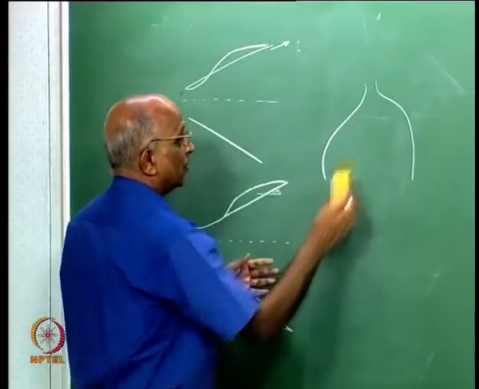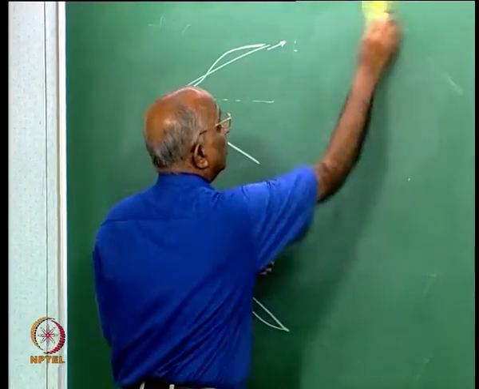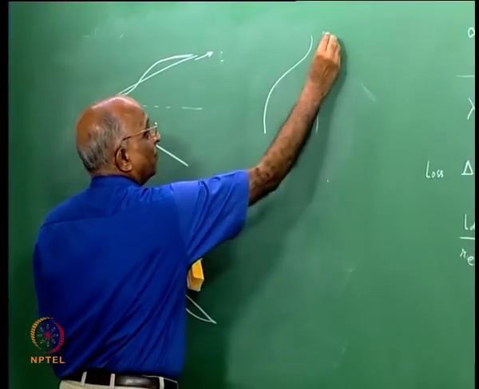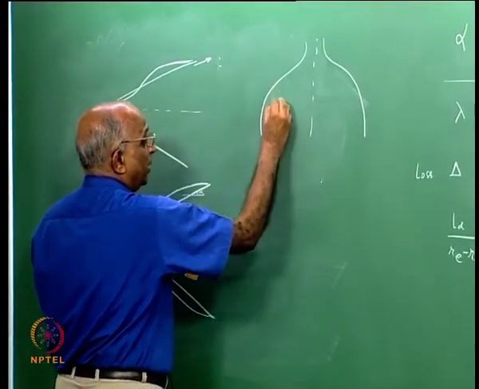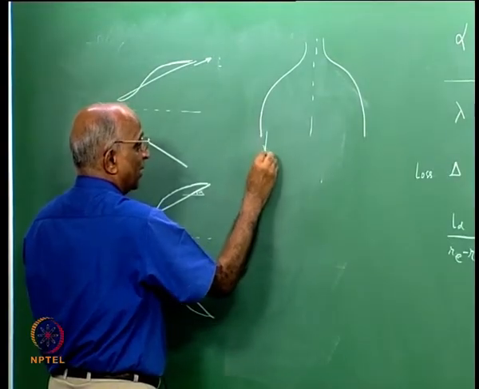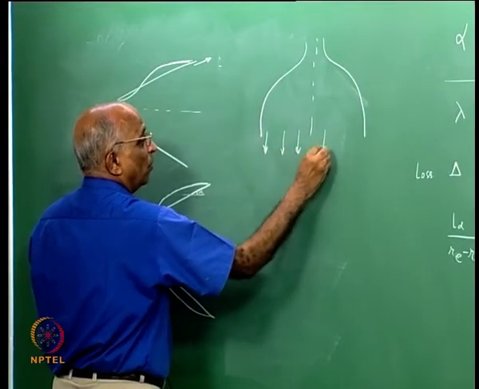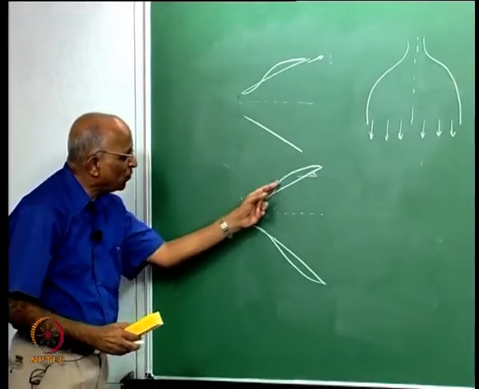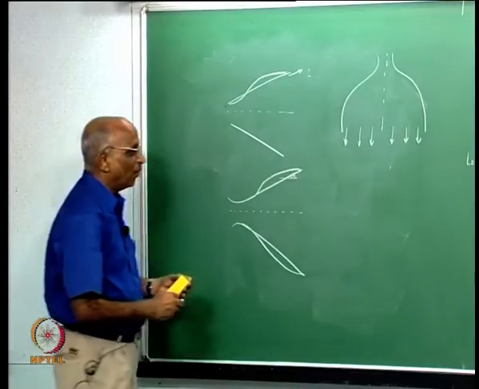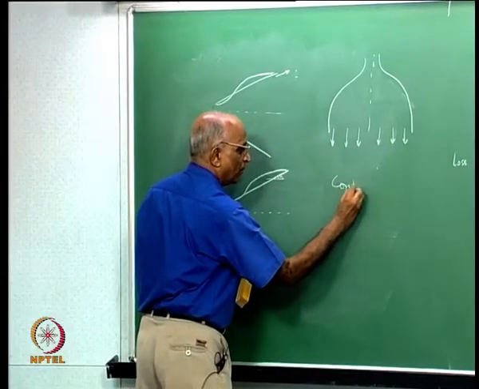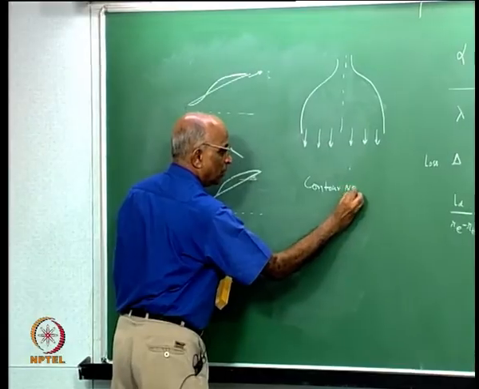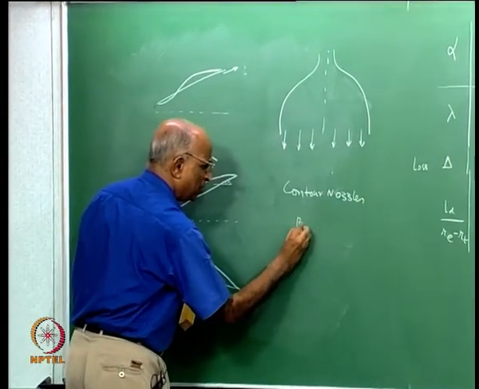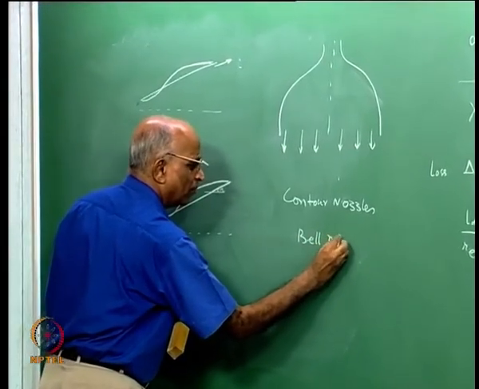I am sorry, the figure is not all right. This is the center line. How does a bell look? Like this. Initially I expand it out, I decrease the divergence angle such that the flow goes out more axially. In other words, I have a contour for this shape, and these are known as contour nozzles, or simply stated, bell nozzles.